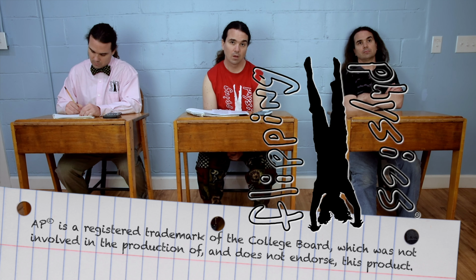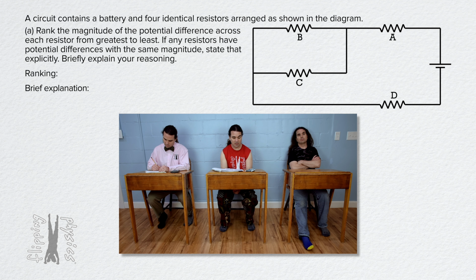Flippin' Physics. A circuit contains a battery and 4 identical resistors arranged as shown in the diagram. Part A, rank the magnitude of the potential difference across each resistor from greatest to least. If any resistors have potential differences with the same magnitude, state that explicitly. Briefly explain your reasoning. And then it says ranking, with a space for us to rank the electric potential differences, and then brief explanation with a space for our brief explanation.